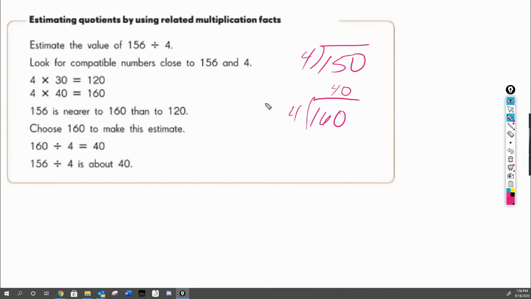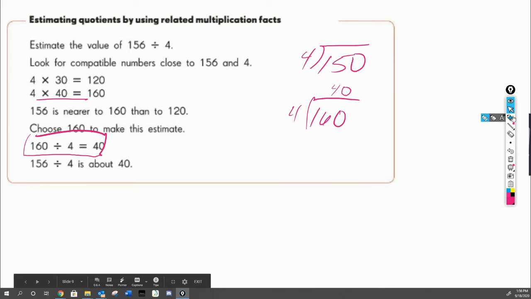So you could do that, which is right here. And that's going to be a little bit closer than maybe doing the 120. So 156 divided by 4 using that compatible number strategy is about 40. Okay. A lot of times in the real world, you know, it's like we have these math questions. When am I ever going to use this? It's the estimation that you really use a lot of in the real world. So these are pretty important skills.